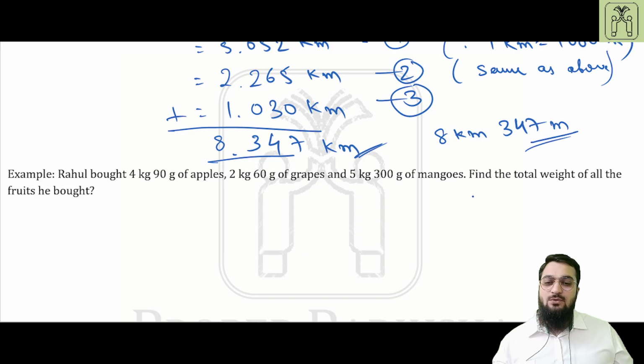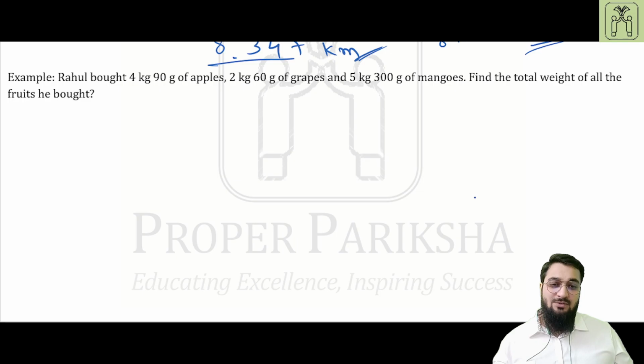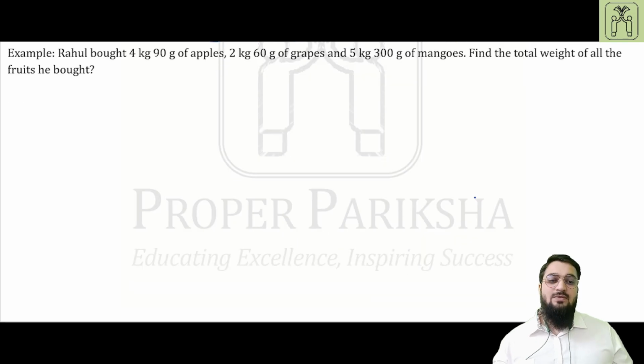Example, Rahul bought 4 kg 90 grams of apple, 2 kilograms and 60 grams of grapes, and 5 kilograms 300 grams of mangoes. Find the total weight of all the fruits he bought. Therefore, again the same procedure will be followed. You will write start. Again, the same procedure will be followed, that you will start by writing Rahul bought 4 kilogram 90 grams of apple is equal to 4.090. Then you will write in next line, and this will be equation 1.